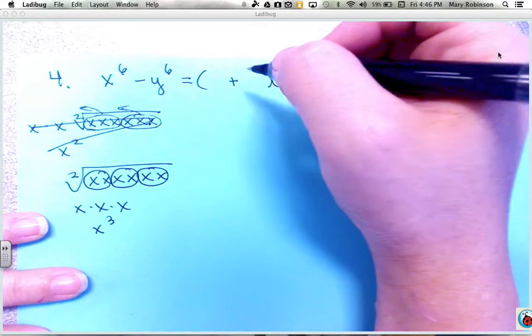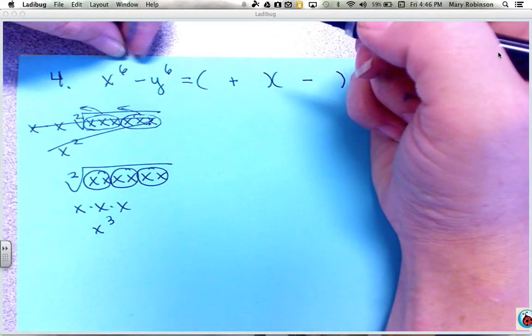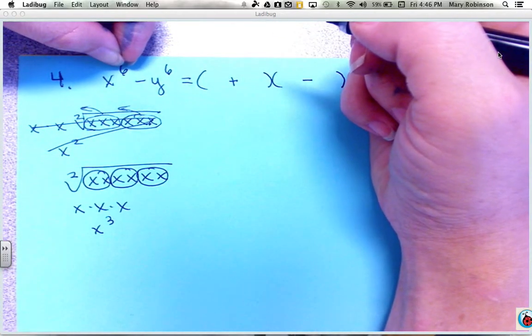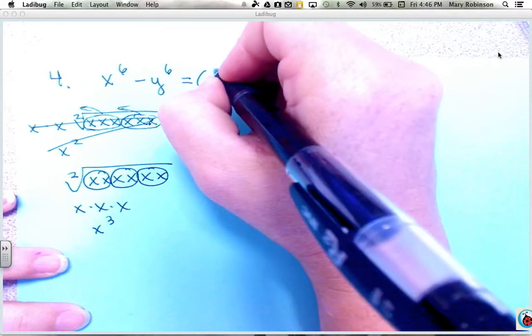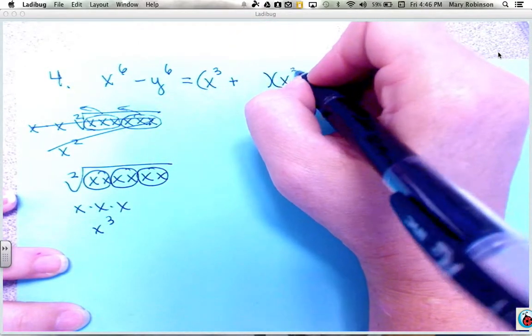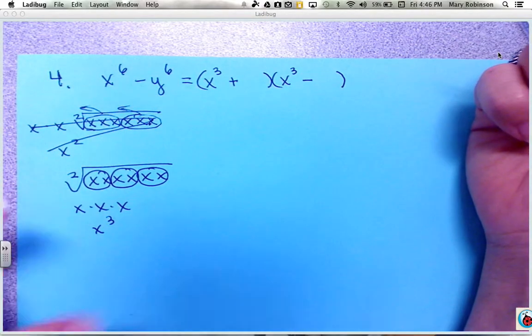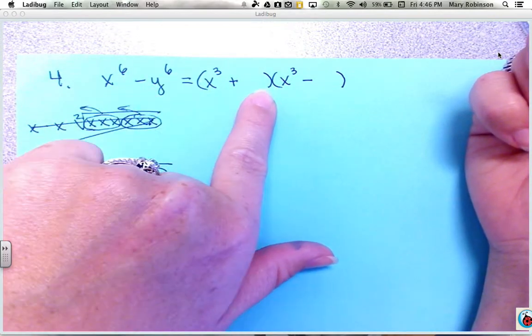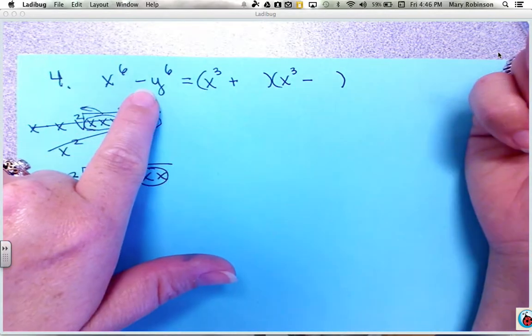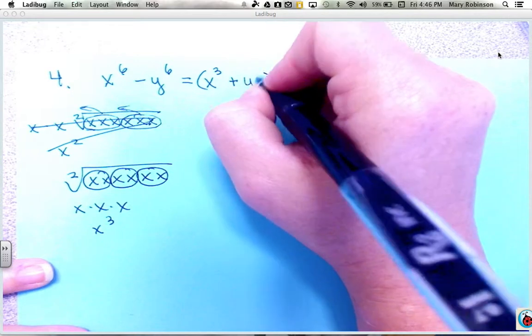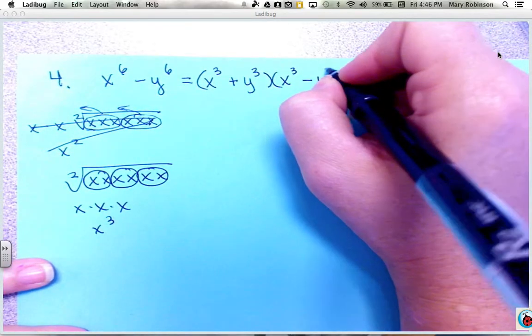So that means we split up our exponents. Remember, just like you learned in your lesson on differences of squares, we split this up, and this is going to be x cubed, and this term x cubed. Remember, when we multiply together, we add exponents, so 3 plus 3 would give us 6. And then our y to the 6 is y cubed.